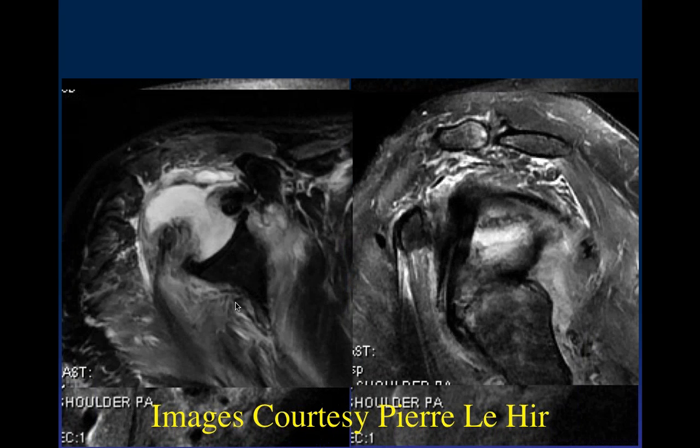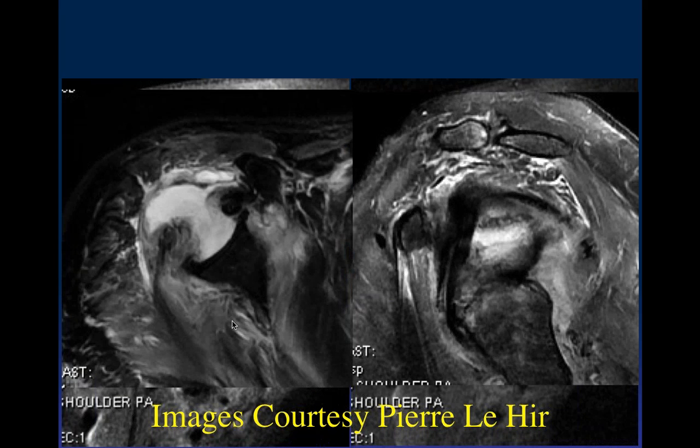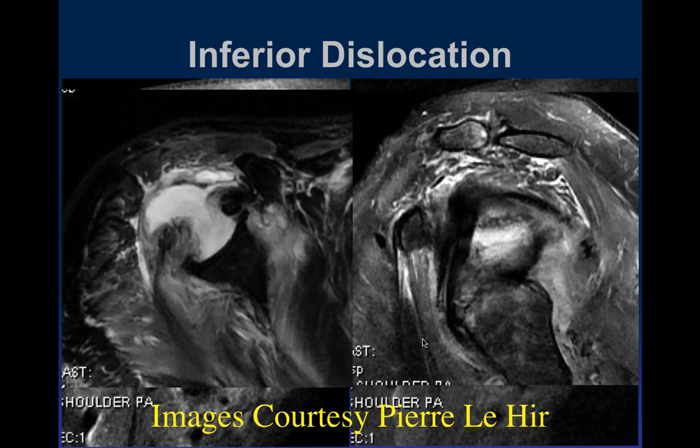Whoa. Probably a neck injury too. Yeah. Let's see. Yeah, we don't see it well here, but that's right. No, the muscles look. Yeah. And then here we can see the empty glenoid fossa sign, and then all the tendons being stretched. So that's an inferior dislocation.